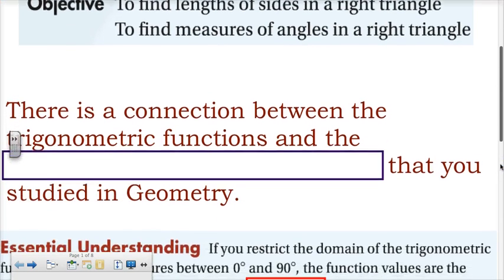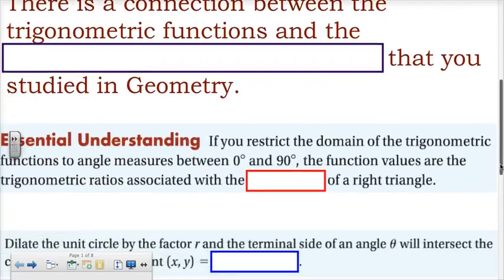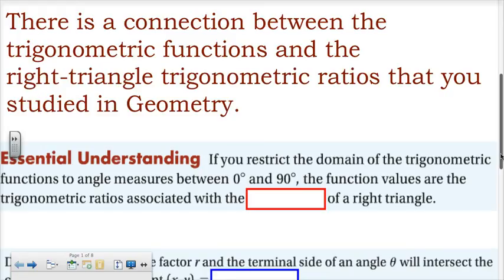So there's definitely a connection between the trigonometric functions and the right triangle trigonometric ratios that you studied in geometry. So we're going to put a couple of things together here because, like it says, we're going to look at this a little more in depth with trigonometric functions. And all the things that you know about SOHCAHTOA absolutely are going to hold. In fact, they're going to lead us to some other formulas and things that we can use.